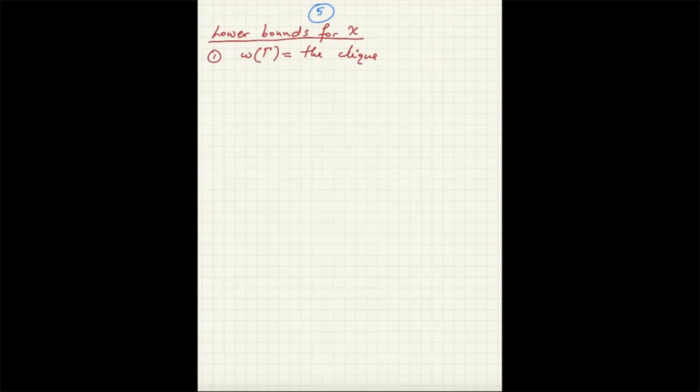Well, let me do something better. If gamma prime is a subgraph of gamma, then the chromatic number of gamma prime is less than or equal to the chromatic number of gamma. The way you should interpret this: if inside the graph gamma, for whose chromatic number I want to find a lower bound, I have a graph whose chromatic number I know, then I can always have this inequality.